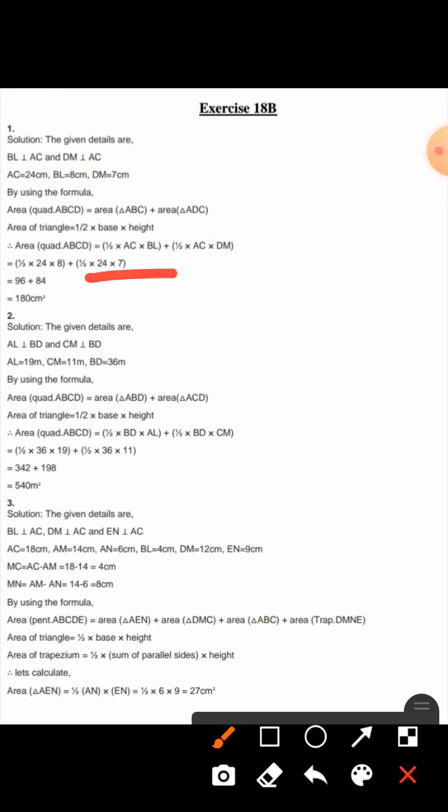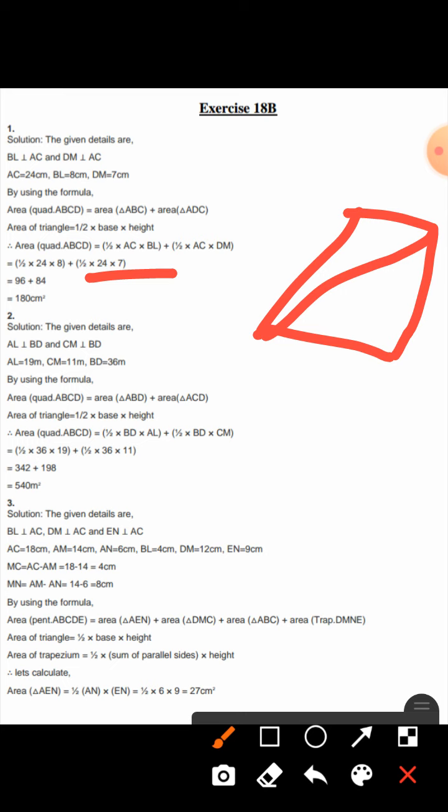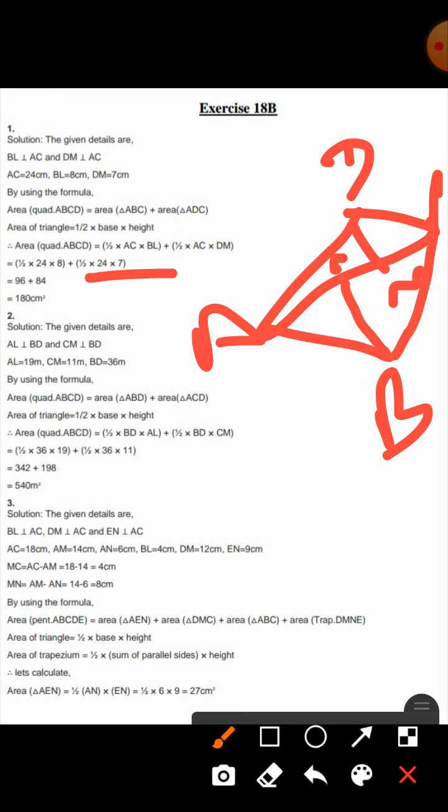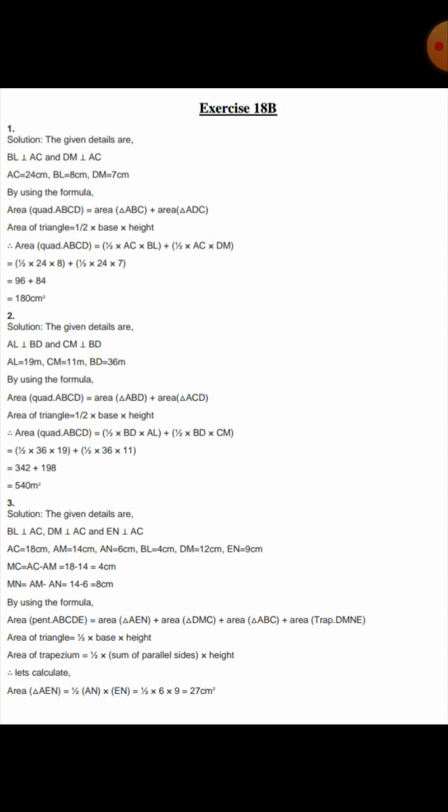In question number 1, the given details are BL perpendicular to AC and DM perpendicular to AC. So the figure is something like this. In this, this side is A, this is B, this is C and this is D. This kind of figure is given, and here two lines are parallel, which are M and N. This is M and this is L. You can see this kind of figure in your book.